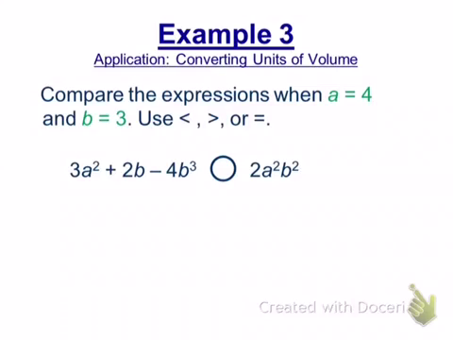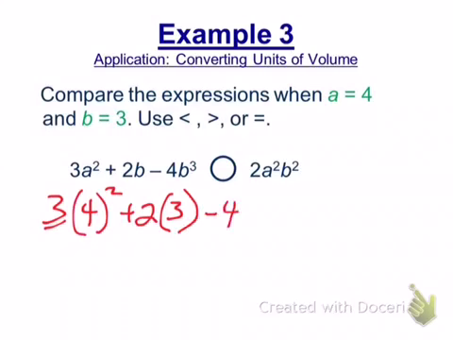Compare expressions here. If A equals 4, B equals 3, use less than, greater than, or equal to. So this is just going to force us to make the substitutions in these 2 algebraic expressions and then compare them. At the end, we want to make a comparison. So evaluate and then compare. So 3 times A to the 4th, that's 4 squared, plus 2 times B, which is 3, minus 4 times 4 cubed.